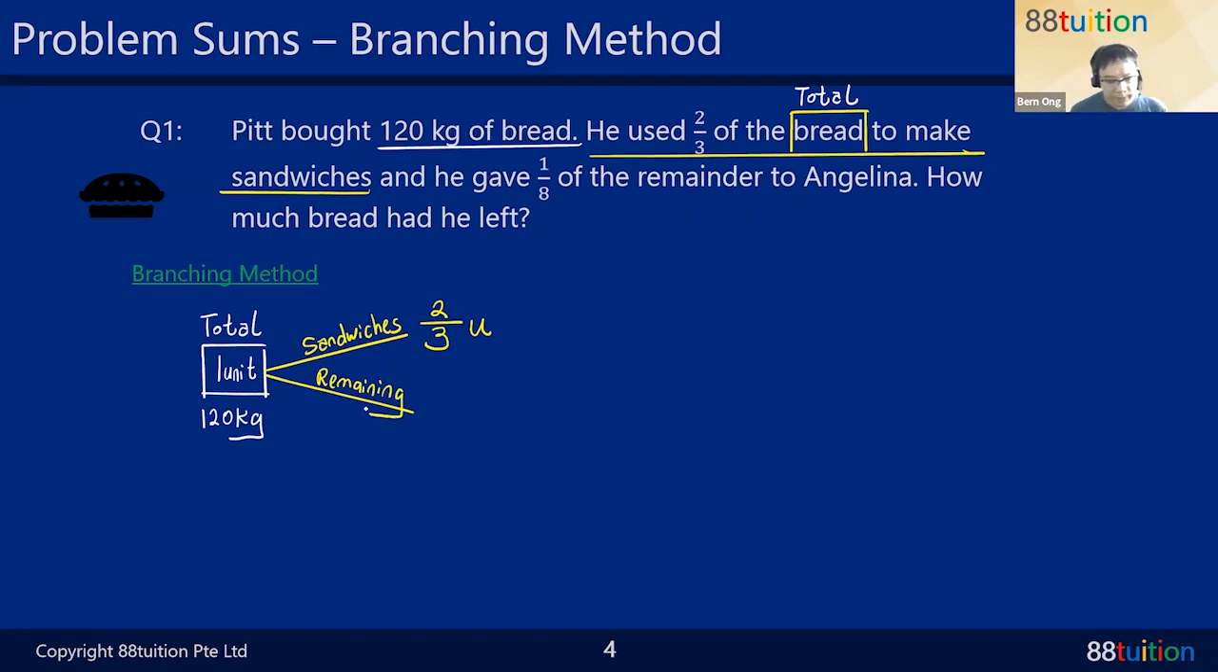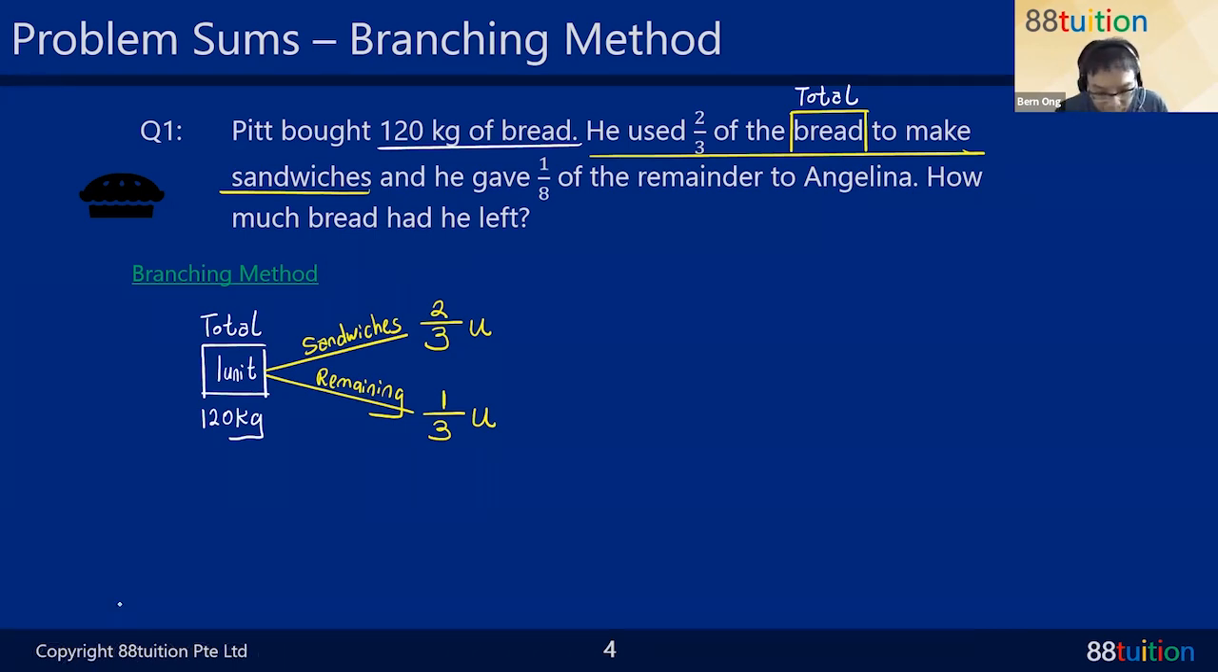So the meaning of 2/3 means what? 2 out of 3. So the remaining will be what? Oh, 1/3 lah. Isn't the remaining 1/3? Isn't that true? Out of 3 means there are 3 equal units. 2 of them are used to make sandwiches. There's one more, 1/3, that is remaining. Okay, that's cool. Now you read on.